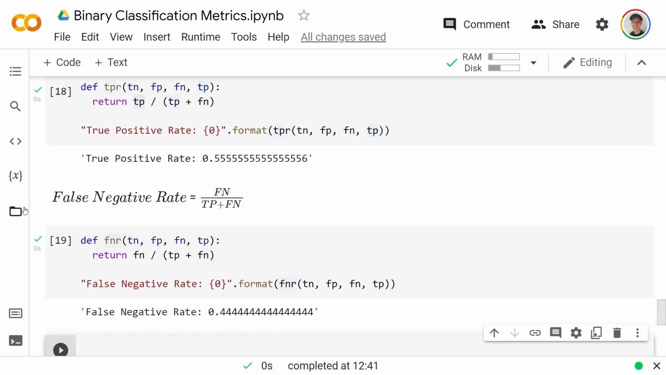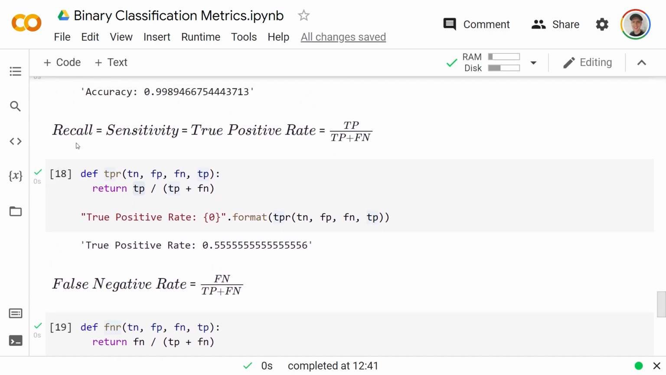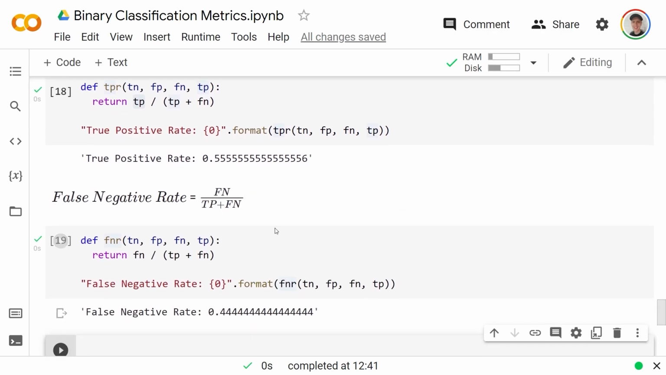In practice, we don't really use the false negative rate. Usually we just calculate the recall / sensitivity / true positive rate, and you can see the other one if you wanted to eyeball it.